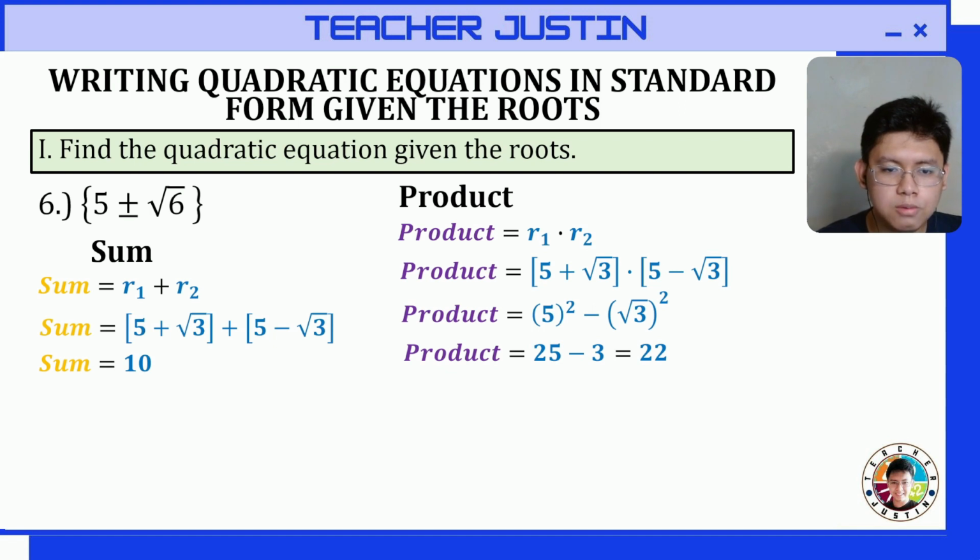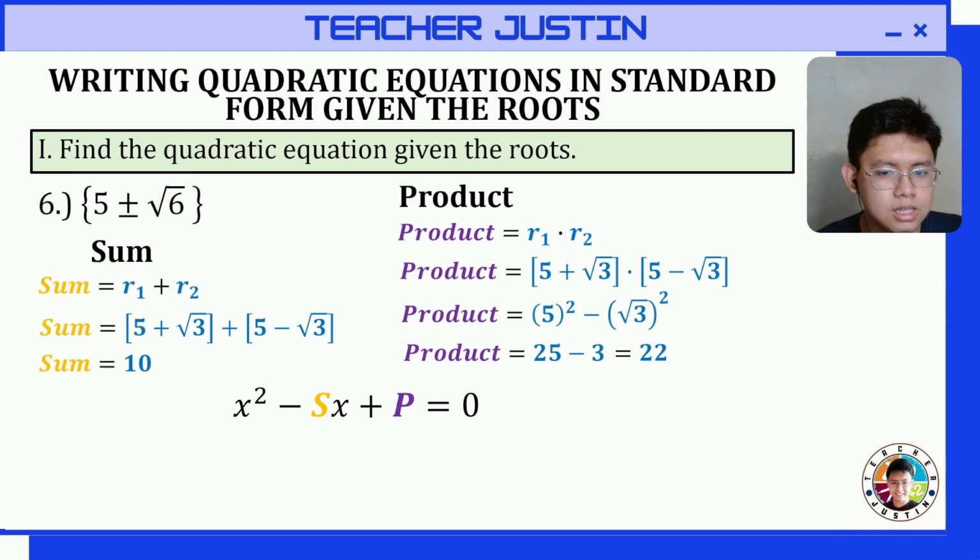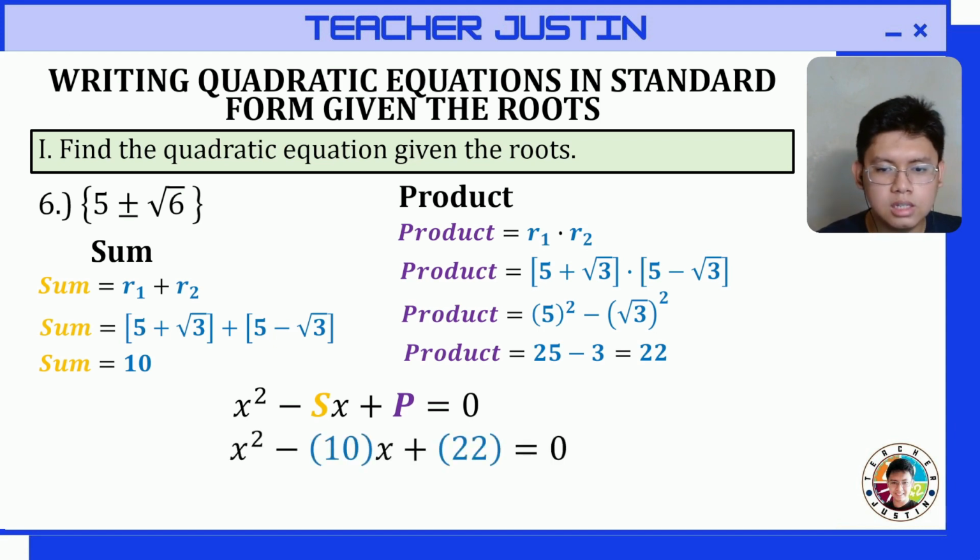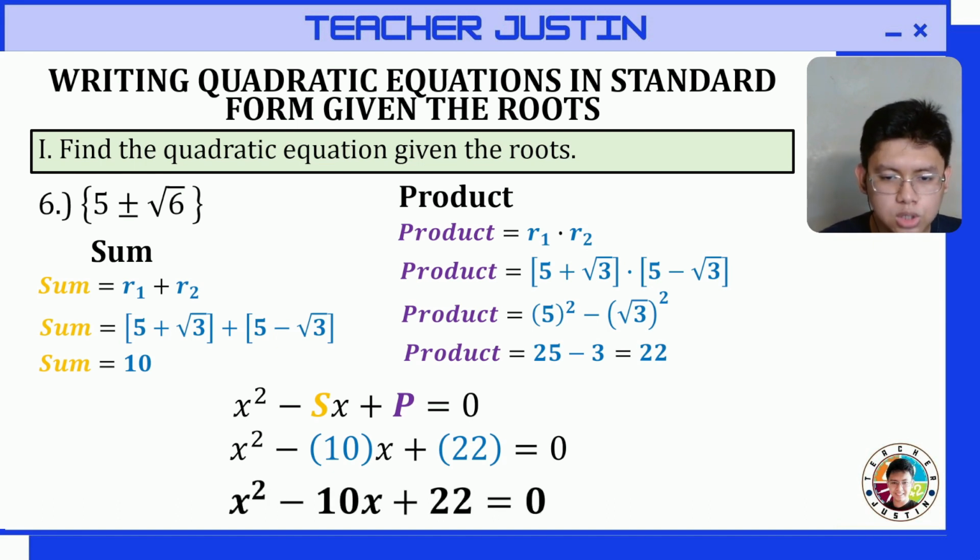Now that we got our sum and product, let's use the formula x squared minus sx plus p is equal to 0 para masulat natin yung ating quadratic equation. Now, let's substitute the value of our sum and product. So, substitute natin. This will give us x squared minus 10x plus 22 is equal to 0. Now, let's simplify the signs. This will give us x squared minus 10x plus 22 is equal to 0. And that will be our quadratic equation.